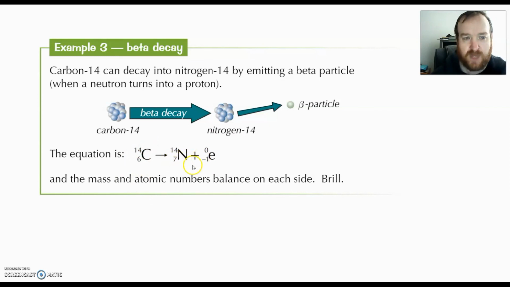Now you don't need to do nuclear equations for gamma rays. Gamma rays don't change the number of protons and the number of neutrons in an atom, so we don't need to do nuclear equations for them.